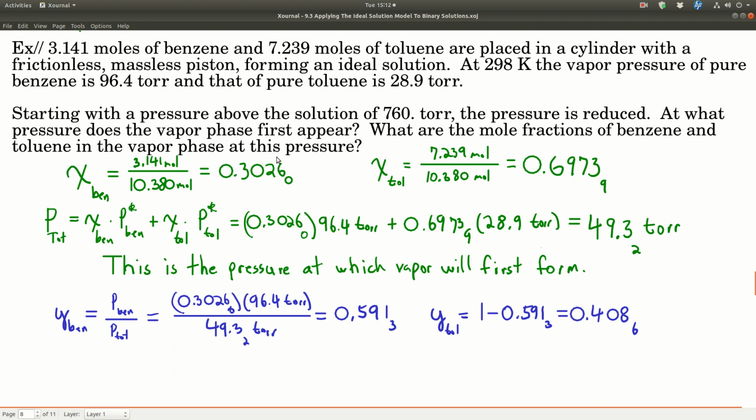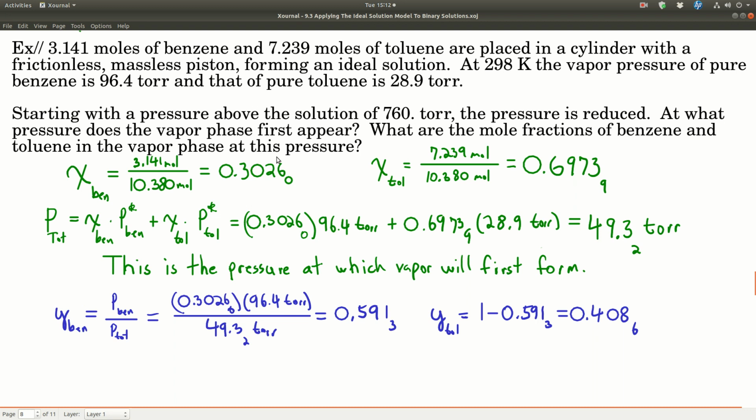So we're way above the vapor pressure of either component, so it's going to be all liquid at that point. As we start reducing the pressure, we're going down in that PZ diagram. We want to know at what pressure we first start to see vapor appear, and what are the mole fractions of benzene and toluene in the vapor phase at that pressure.